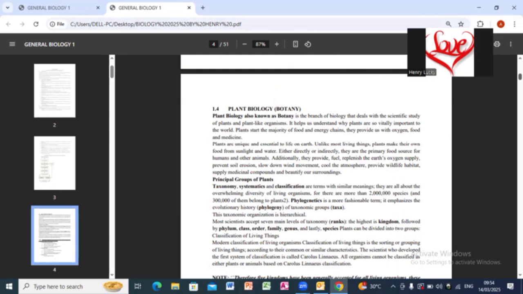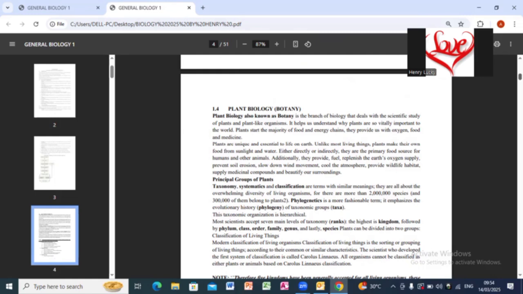Then let's look at plant biology, which is botany. Plant biology is referred to as botany. Botany is the branch of biology that deals with the scientific study of plants and plant-like organisms. It helps us to understand why plants are vital, important to the world. Now, botany is a very wide course. It tells us about everything about plants, which include the structures, the morphology, the qualities, and the characteristics of each plant.